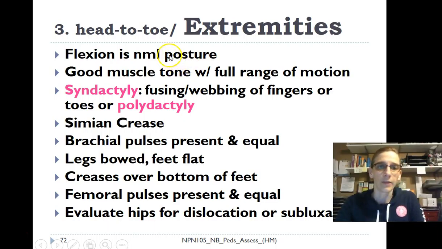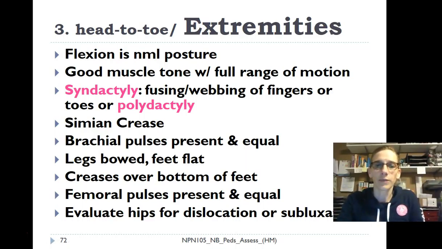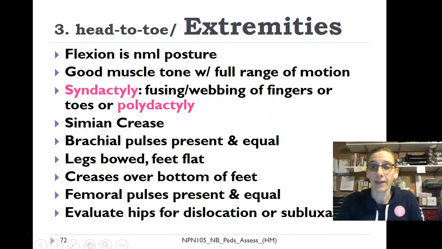All right, now we've got extremities. So flexion, flexed up is the normal posture. Good muscle tone with full range of motion. Syndactyly or polydactyly, which is the fusing or webbing of fingers or toes. It's not normal, but something we definitely have to monitor for.